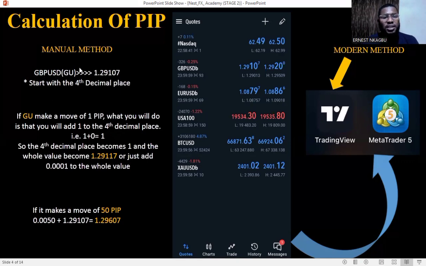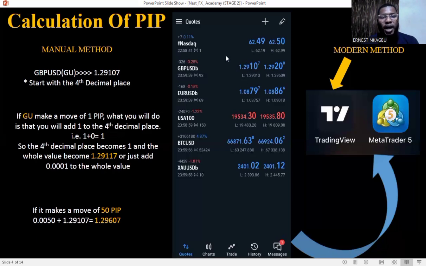So when GBP/USD is at 1.29107, coming to this point, you see 1.29107. When we sell, we actually sell whenever you click sell in the forex market. We call this the bid price and we call this the ask price. I'm going to talk about that, so don't worry.